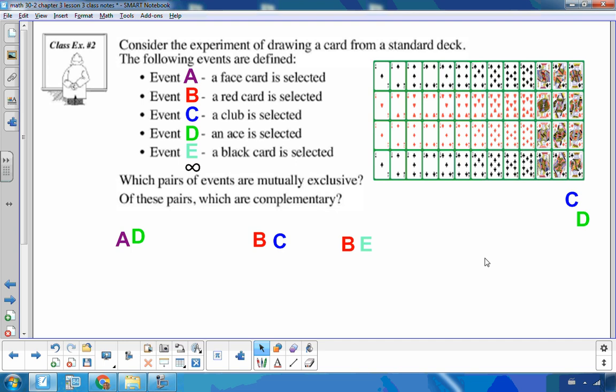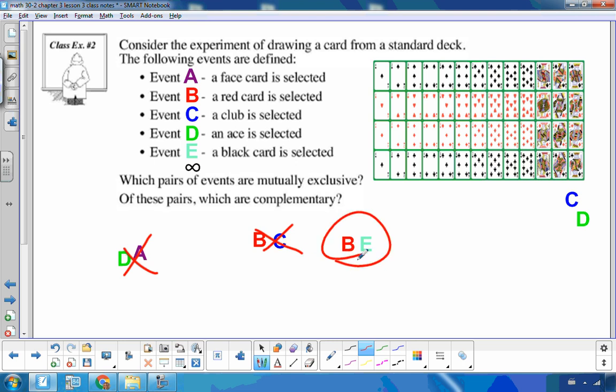Which one of these are complementary? So are all cards face cards or aces? No, those aren't complementary. Are all cards red cards or clubs? No. All cards are either red or black. These are the ones that are also complementary.